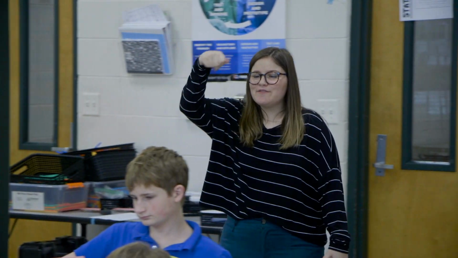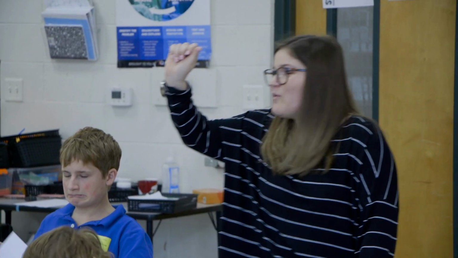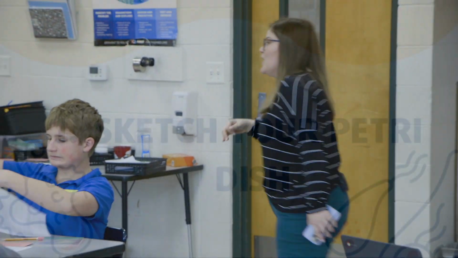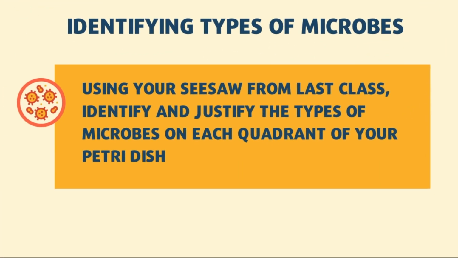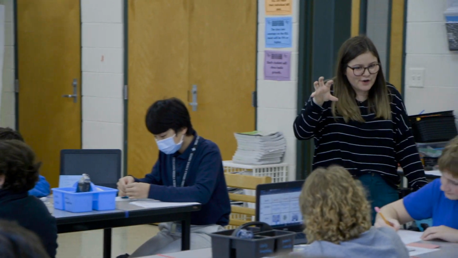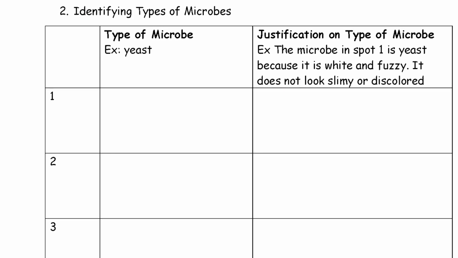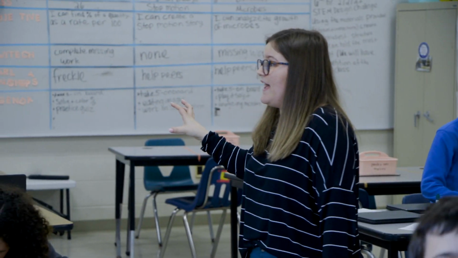All right, so everybody flip your packet over to the next page, over to the back. And now we're going to identify what type of microbe we've got in your petri dish. So, on the left side with a column, you're going to say if it was a bacteria, a penicillium, a yeast, or a bread mold. And then on the right, you're going to justify it.